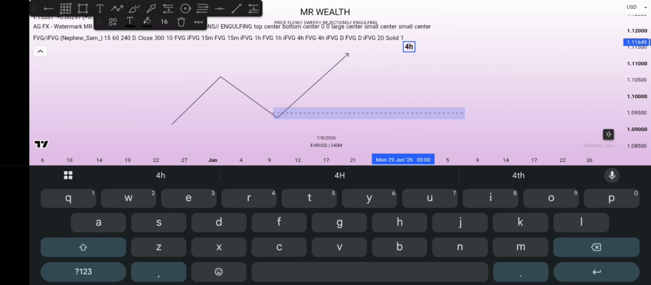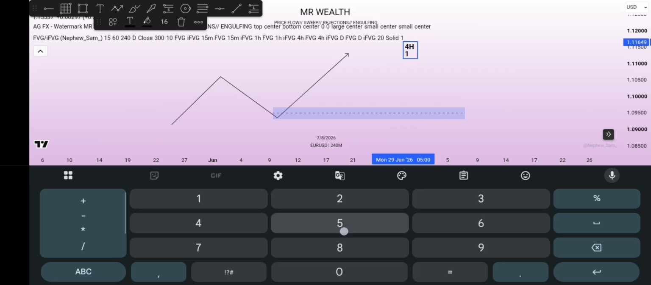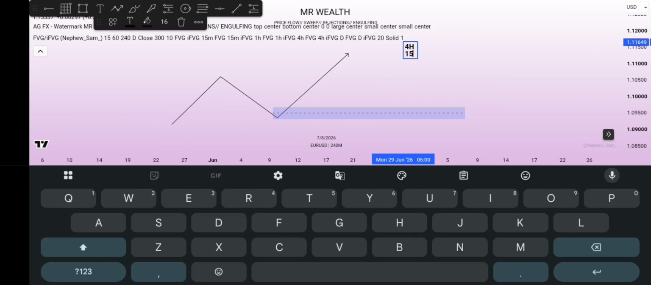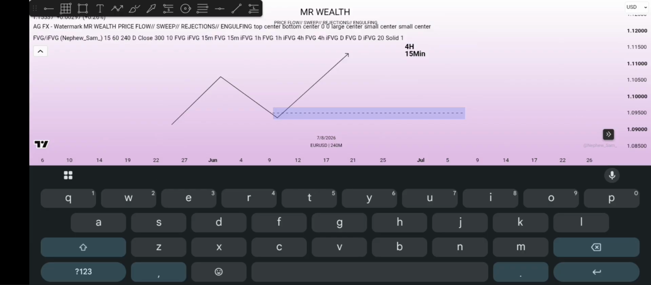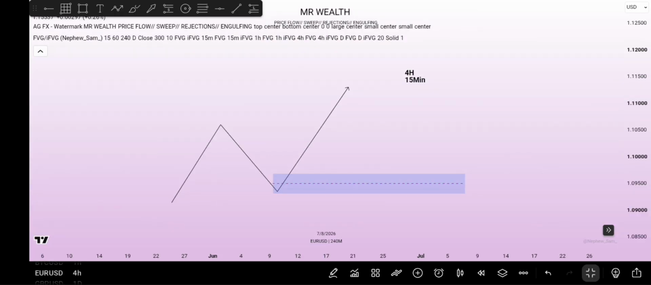The 4 hour and the 15 minutes time frame.